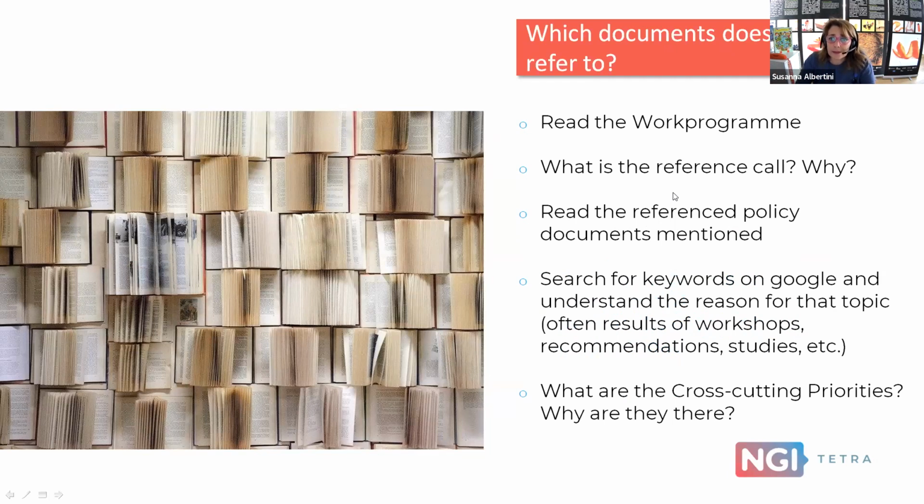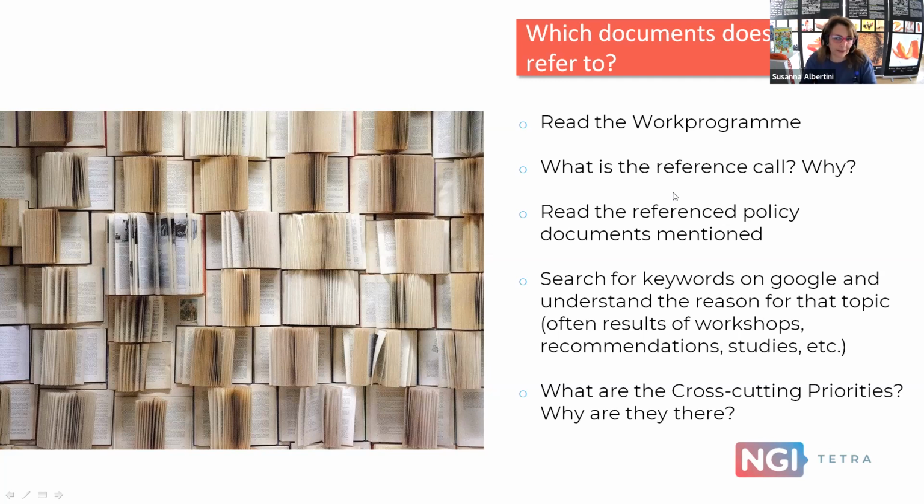So which document does the project refer to? First of all, the work program. Typically, never read just the topic. Go back and look at the entire work program, because this will provide you the landscape where you are, and also the objectives and impacts your specific topic is looking for. If there is a reference call, why? For instance, if a project is under digital innovation, or under cultural heritage, you always have to be connected to this. And of course, you have to go back and find the reference policies the document is mentioning.